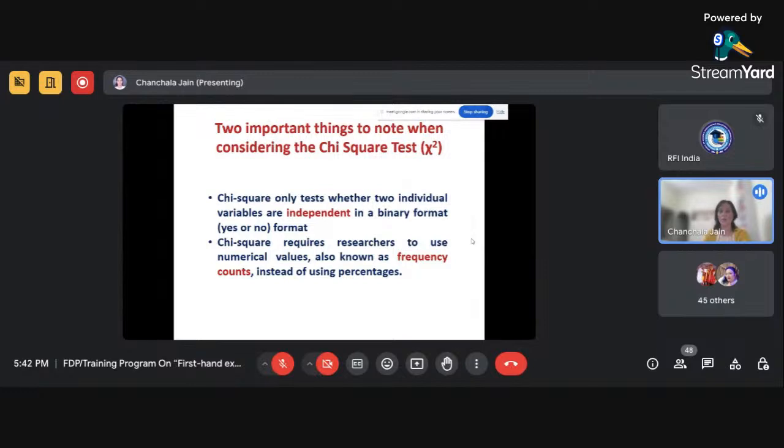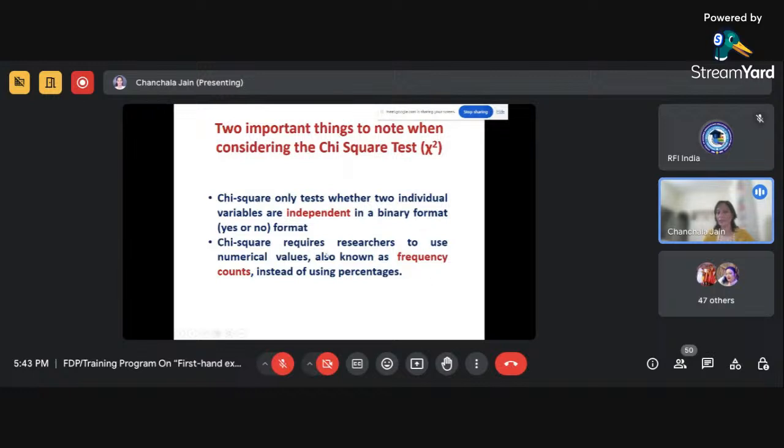Now the important rules to perform the chi-square test: I already said that the chi-square test only tests whether two individual categorical variables are independent of each other or not. So binary format means yes and no type or dichotomous scale type of variables, right? So whenever we are talking about categorical variables, we need to check whether these two variables are independent of each other or not. In such a case, we can perform the chi-square test on the variables. Then whenever we are having frequencies with us, right? In that case also we should perform the chi-square test.